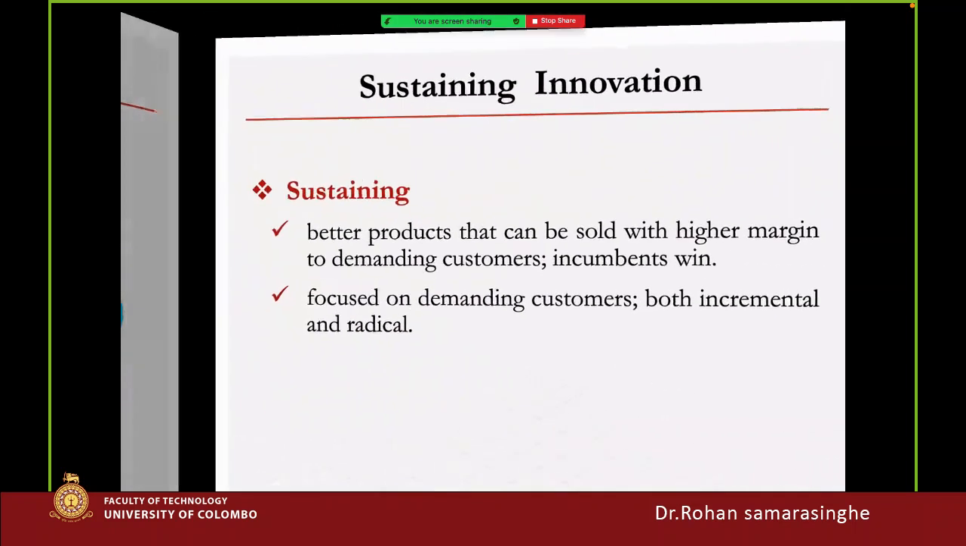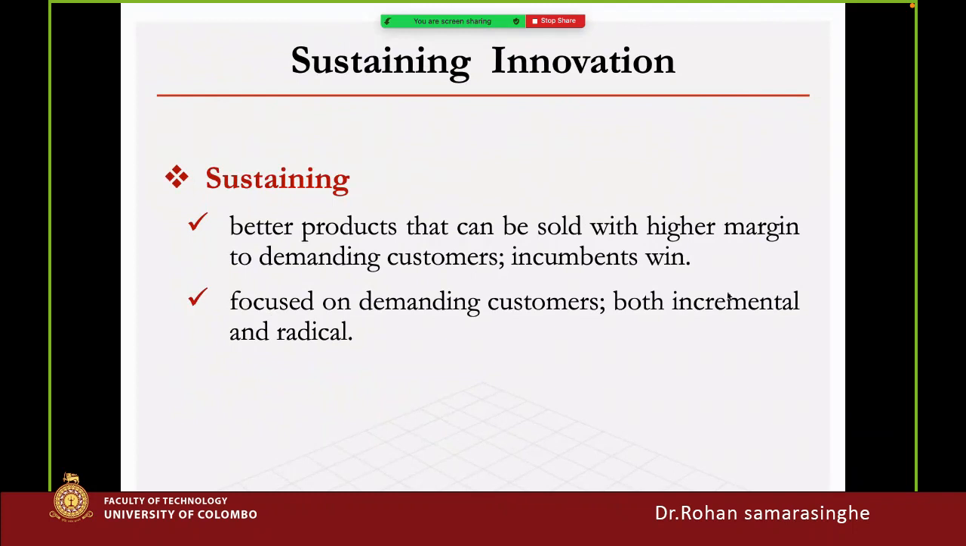So when you consider sustaining, better products can be sold with a higher margin to the demanding customers, normally called the incumbent win. When you consider the Benz or BMW car, it is very expensive compared to normal cars, but it will provide comfort, safety, reliability, and all the additional things also. But when you consider the low end vehicle, you can't find those; even though those cars may have high fuel consumption, sometimes the comfort is not there, safety is not there.